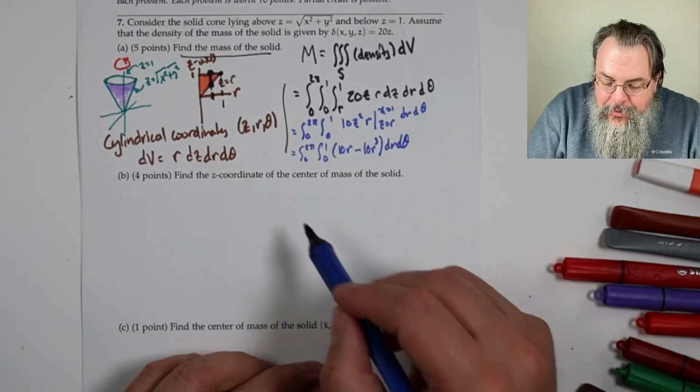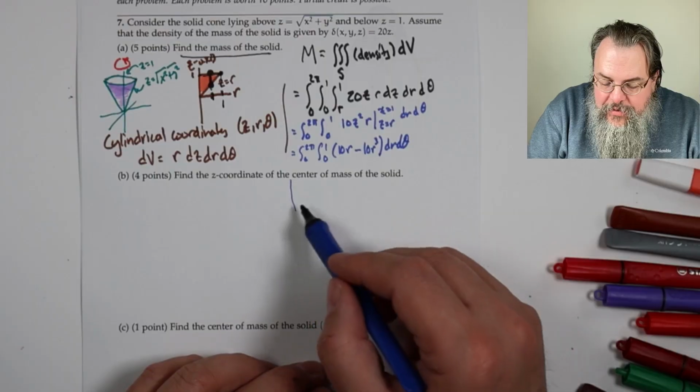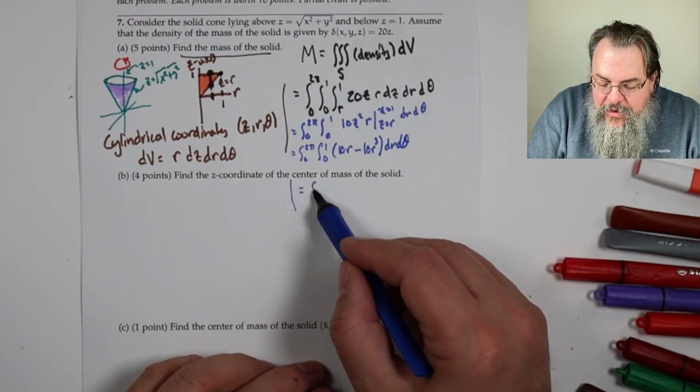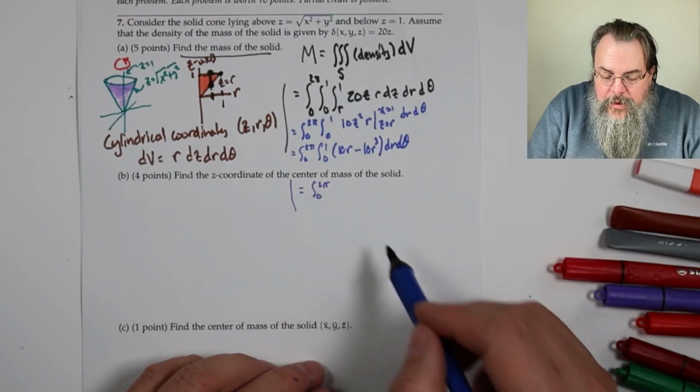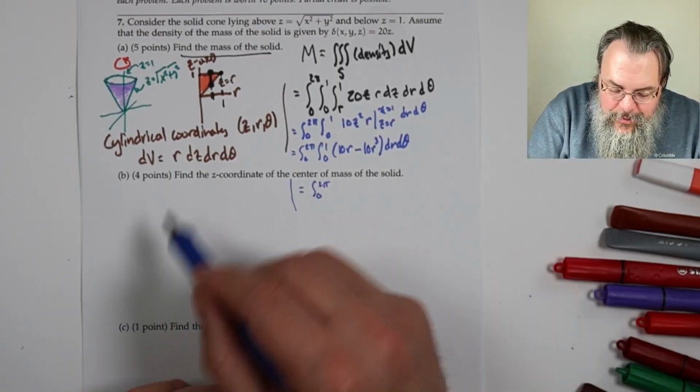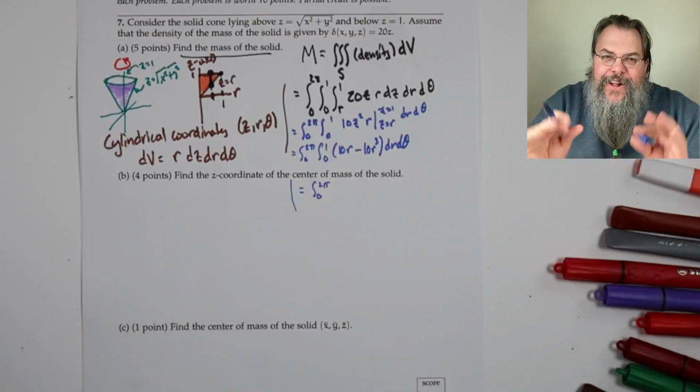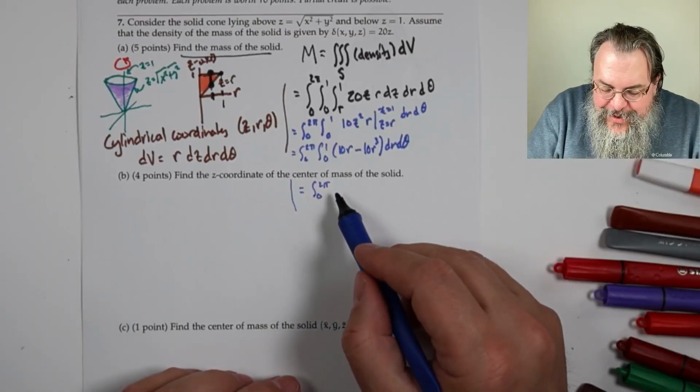We're going to run out of space here. Well, okay, so that becomes integral 0 to 2 pi. We'll hopefully have some space. We'll work it all out. Don't worry. Integral 0 to 2 pi.